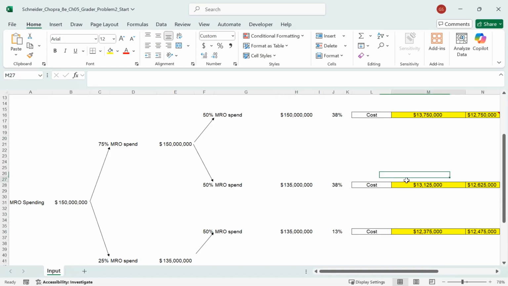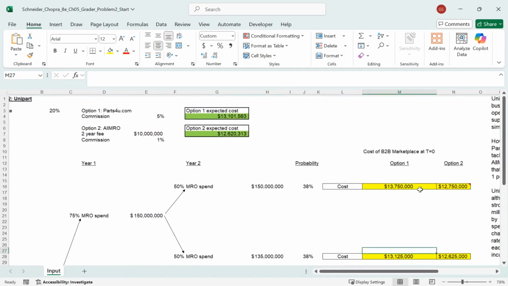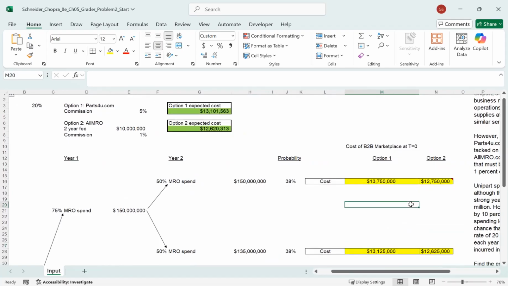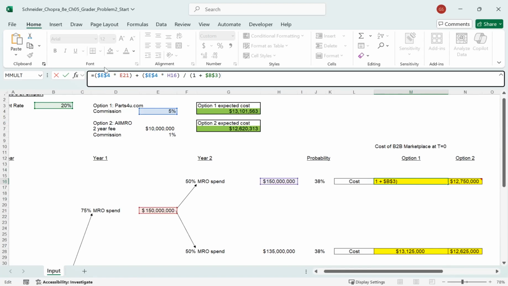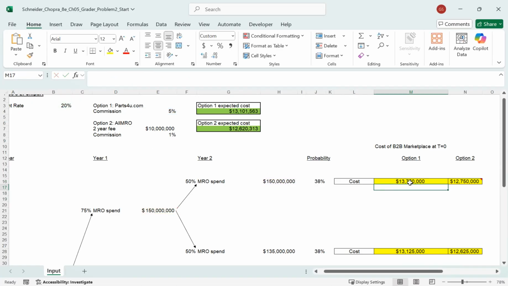Let's get into the formulas and how I built the formulas. Basically I used AI to structure these formulas, and then I verified to make sure that it made sense. So what AI gave me was 5% commission fee times the year 1 spending plus 5% commission fee again times the year 2 spending divided by 1 plus the discount rate. And that gave me 13 million.